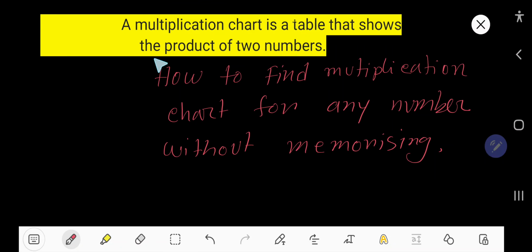From this video, you will learn what a multiplication chart is and how to find the multiplication chart for any number without memorizing. This is an important skill you need to know. What is a multiplication chart? Actually, a multiplication chart is a type of table that shows the product of two numbers.